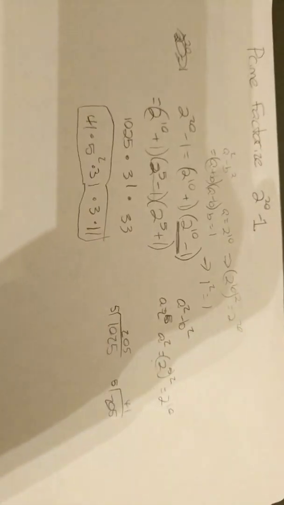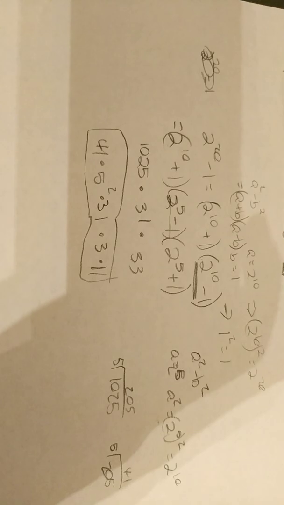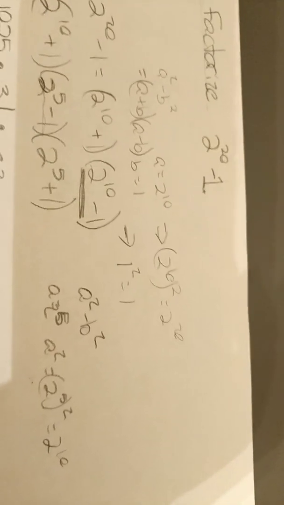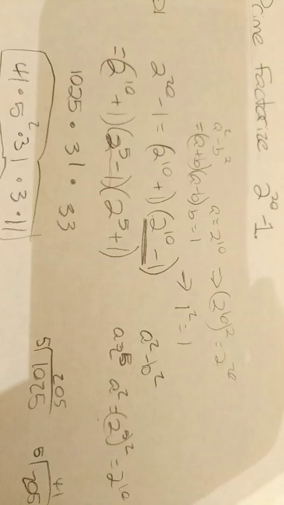So you can see that I just took the obvious hint and factored and then just went along from there. No crazy trick, I just noticed that 2 to the 20 minus 1 is in the form of a squared minus b squared, which is a pretty common thing that comes up.